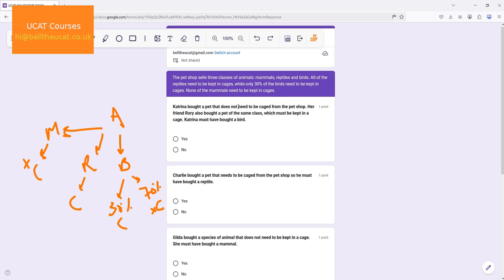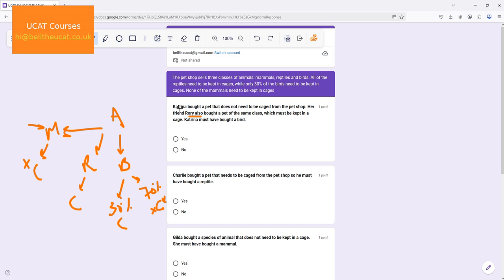Katrina bought a pet that does not need to be caged from the pet shop. Okay, does not need to be caged. Could be a bird, because not need to be caged, or could be a mammal. Her friend Rory also bought a pet of the same class, which must be kept in a cage. Oh, none of the mammals.